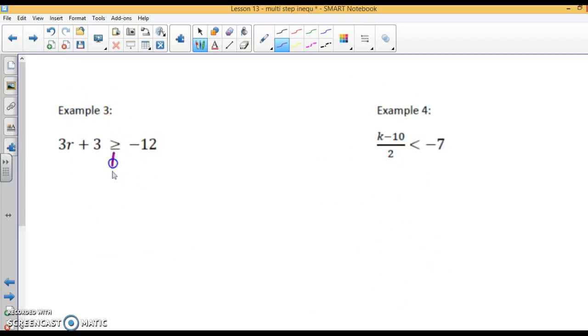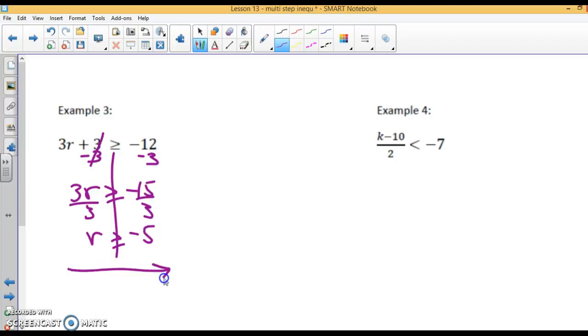All right, solve example 3. Subtract 3 from both sides. 3r is greater than or equal to negative 15. Divide both sides by 3. Again, I am not switching it because I'm dividing by a positive. r is greater than or equal to negative 5. So here's negative 5. Solid circle, shaded right.